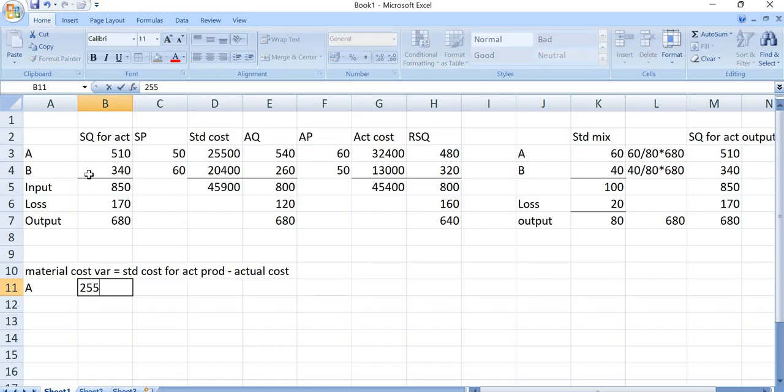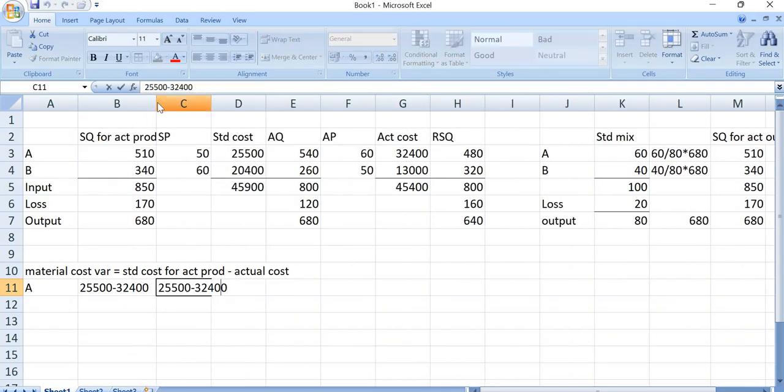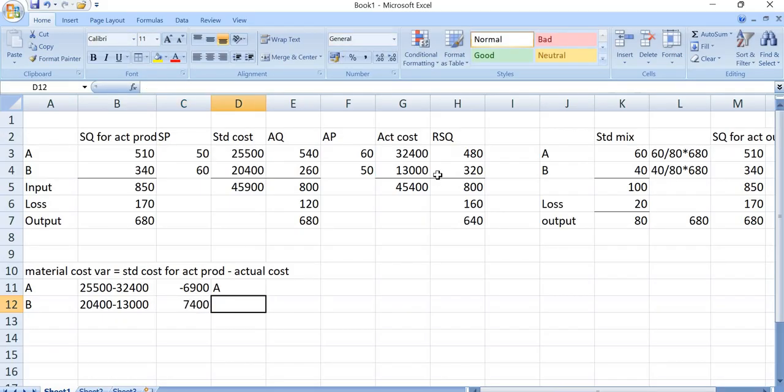So for A, my standard cost is 25,500 minus 32,400. So here I'm getting a negative, so this answer will be adverse. So for B, same way I'm calculating, 2400 is my standard cost and my actual cost is 13,000. So I will be getting a favorable variance. 7,400 will be my favorable variance. So my total will be 500. Usually you will be getting marks for this total, so don't forget to put total cost variance. So this is favorable again.